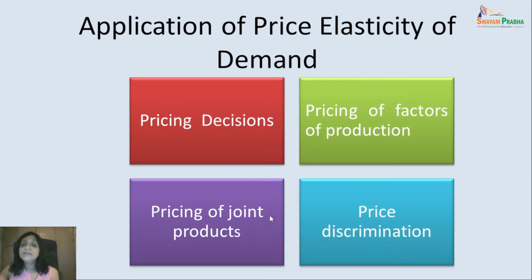Then, another very important application of price elasticity of demand is price discrimination. This we will be doing later on in the course of this microeconomics. What is price discrimination? For now, we'll understand that a seller may be selling the same product in two different markets or to two different consumers at different prices. That is called price discrimination.